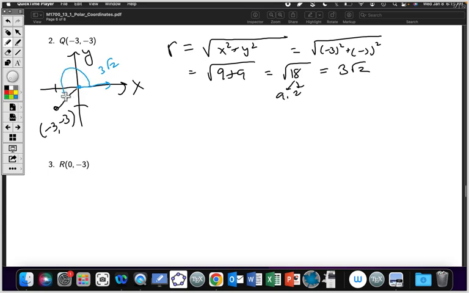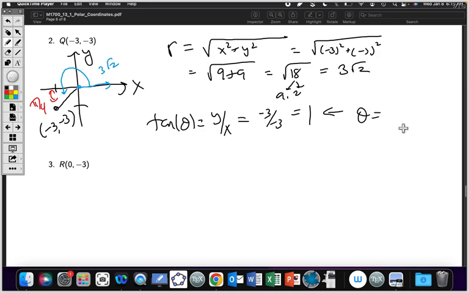Now I have to see how far I rotate. So let's look for the tangent of theta. That's y over x. So negative 3 over negative 3 gives me a positive 1. Do I recognize that tangent? Yeah, that's a pi over 4 reference angle. But sitting here in quadrant 3, that's 5 pi's over 4. So one polar representation for this would be 3 square root 2 comma 5 pi's over 4.